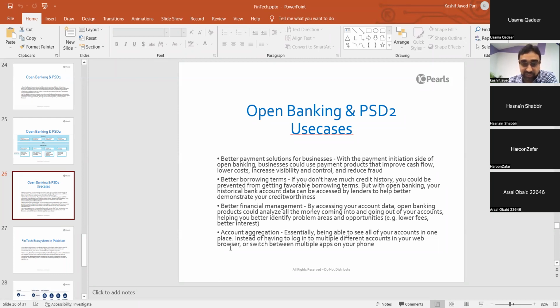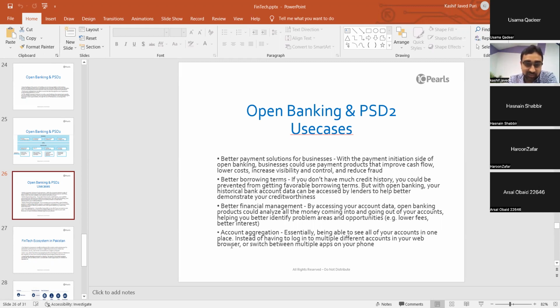Then account aggregation. At this moment, if you have accounts with three banks, you have to log into three different applications to see what is coming in and going out. But with the inclusion of open banking, if data is available to everyone, then some companies are going to provide a wrapper on top of the different banks through which we can aggregate our accounts and see a dashboard with our total standing. Like, this is my asset, this is my liability.